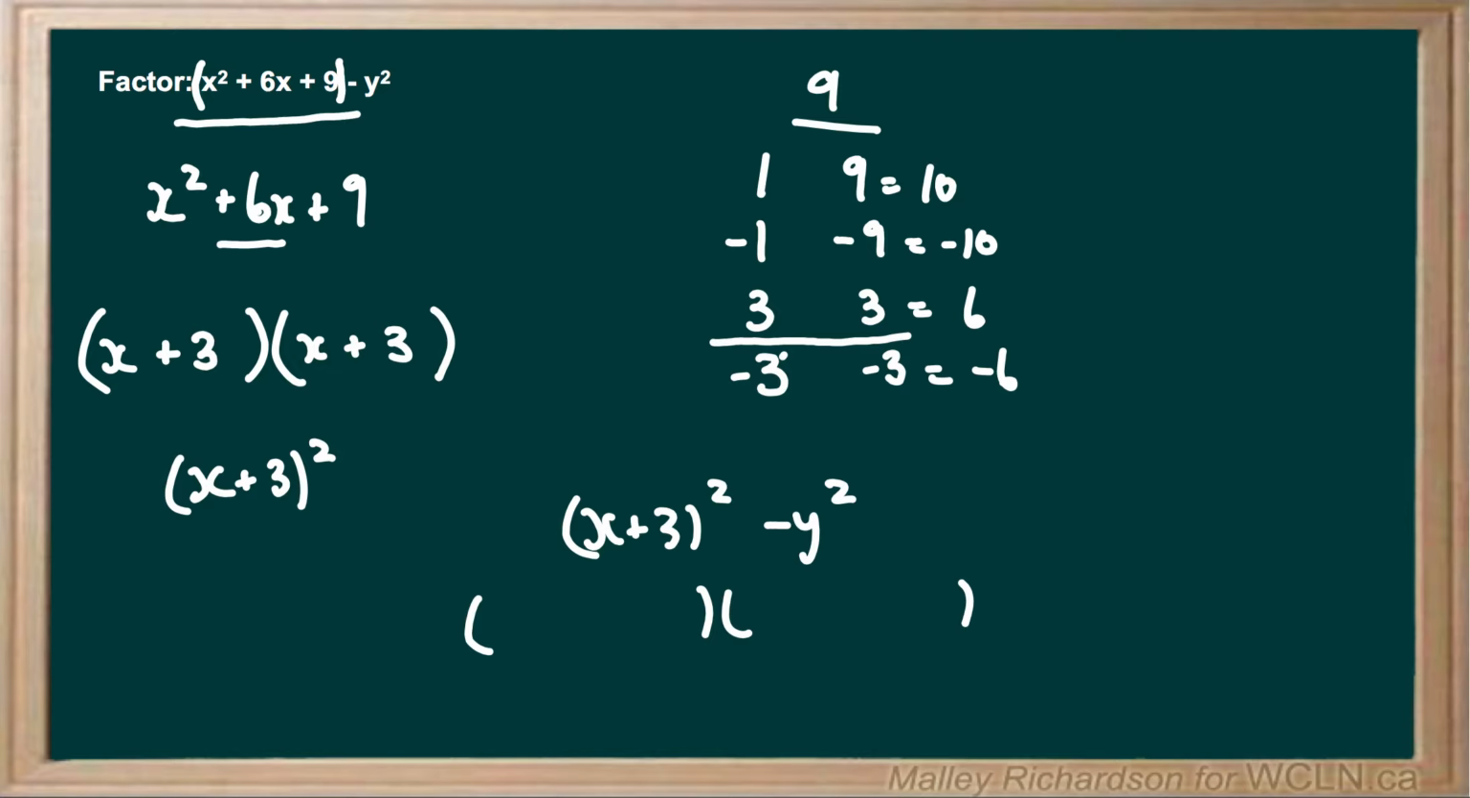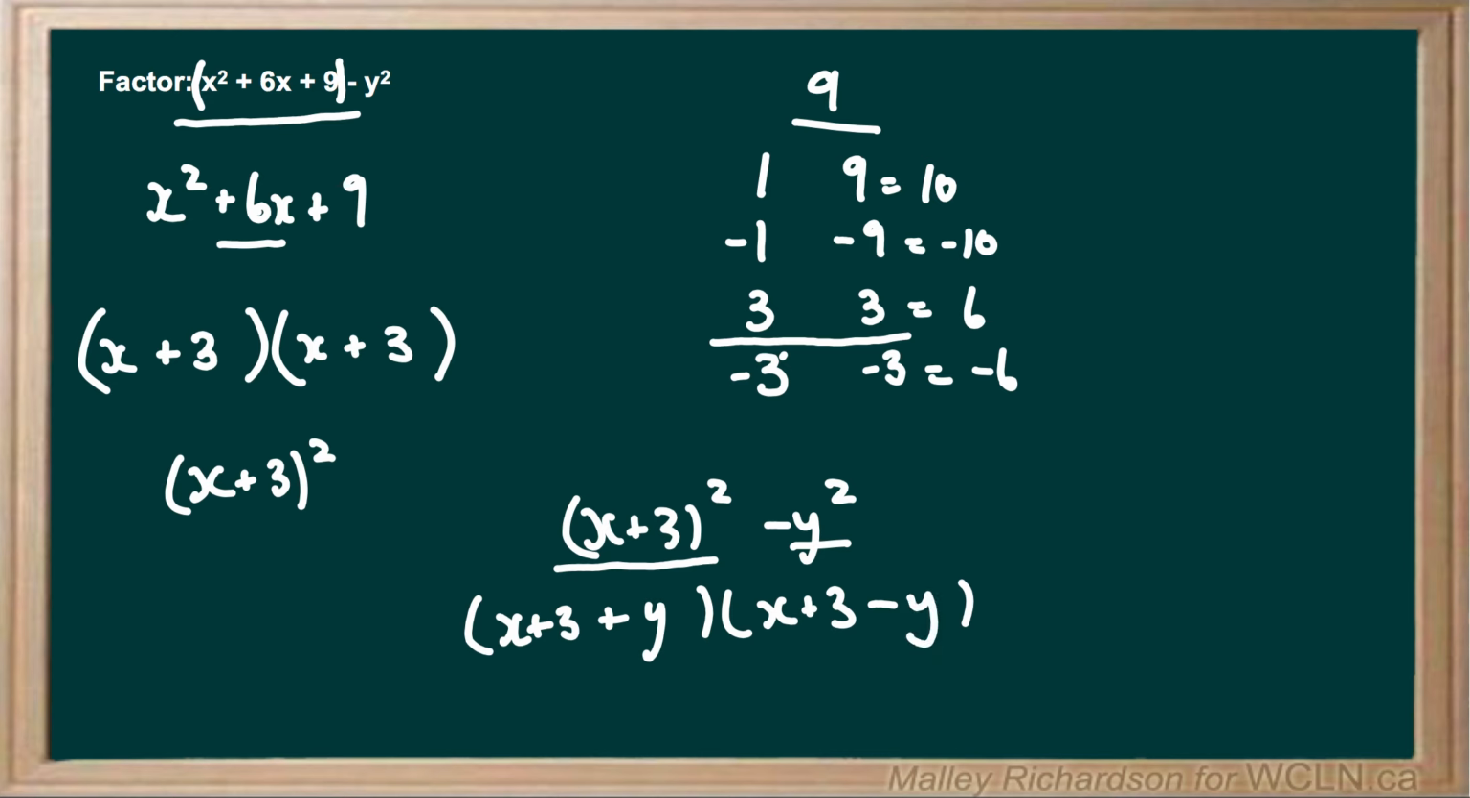The first term in our bracket is the square root of our first term. The square root of x plus 3 squared is just x plus 3. So we'll write that in both brackets. The next thing to do in difference of squares is to deal with the subtraction sign. So that means in one bracket, we're going to have a plus sign, and in our second bracket, we need a negative sign. And our last term in these brackets are going to be the square root of y squared. Well, the square root of y squared is just y, so we'll write a y at the end of both of our brackets.